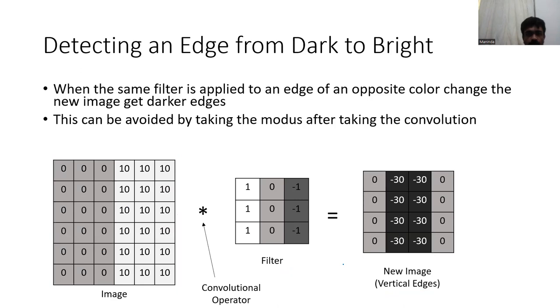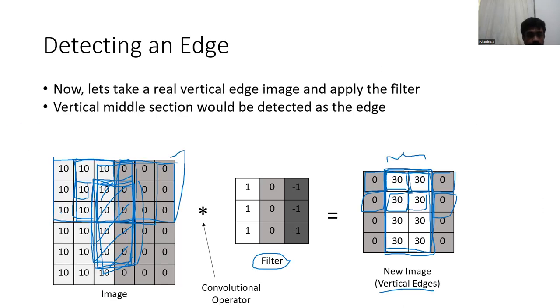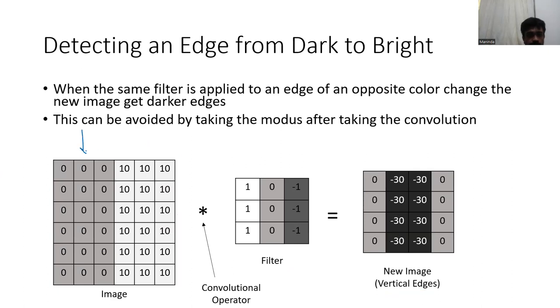Okay, we will move to a different image. This one is the same as the previous one when it comes to the filter, but there's a difference between the bright and dark colors. In this image this part is bright and this part is dark, but in this image this part is dark and this part is bright. So the bright side and the dark side are different. Then we apply the same filter operator with convolution.